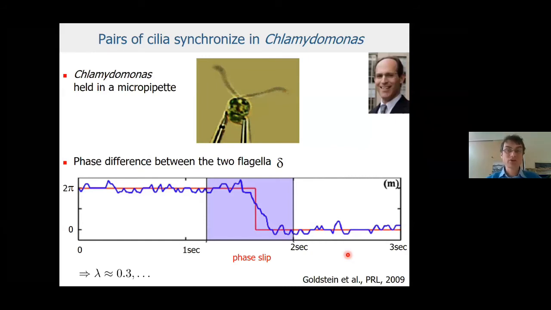And Raymond Goldstein in Cambridge did beautiful experiments, really quantitatively characterizing synchronization in chlamydomonas. And here's one of his plots where you see as a function of time the phase difference between the left and the right flagella. And you see initially it's 2 pi, so the 2 flagella are in synchrony. And then at some point, one flagellum takes an extra beat. A so-called phase slip occurs, but after then the 2 cilia are in synchrony again, and the phase difference is 0 after this phase slip. And this phase slip is actually very likely a cause of the active fluctuations of cilia beating that we've encountered before.